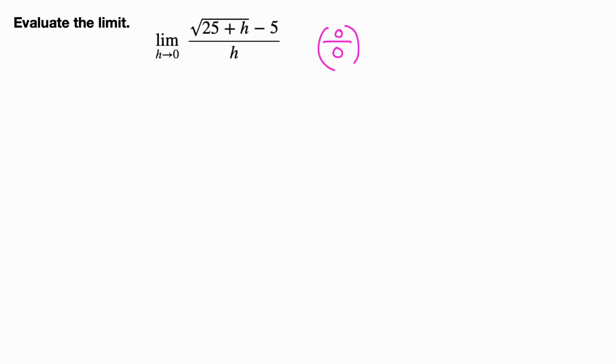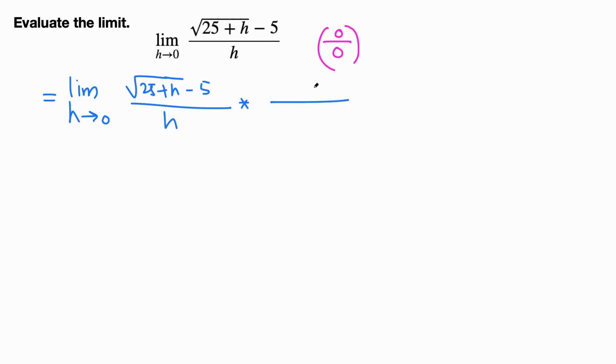And since this question involves a square root, we need to get rid of this square root. So how? Whenever there is a square root, one of the ways, I mean the only way for this class, is to multiply by its conjugate. Conjugate means just the middle sign becomes plus. This one is now square root of 25 plus h plus 5, and to cancel this, we multiply the bottom by square root of 25 plus h plus 5 as well.